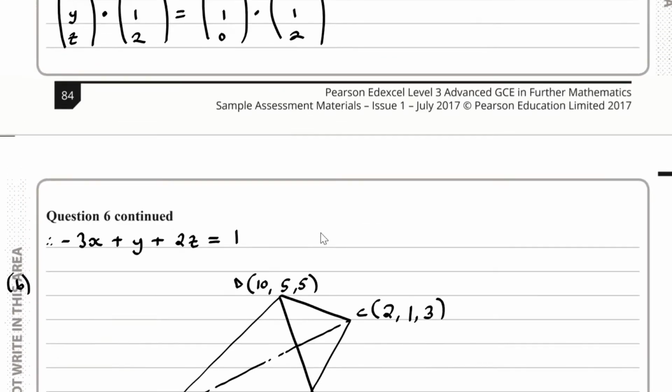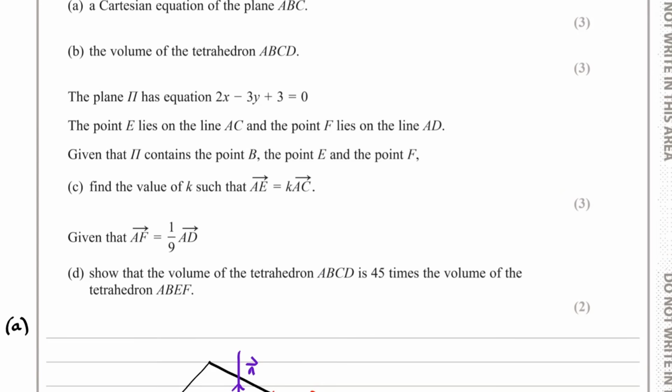Okay, so now for part C, the plane pi has equation 2x minus 3y plus 3 equals 0, and the point E lies on AC and the point F lies on the line AD. Given that pi, this plane over here, contains the point B, the point E and the point F, we have to find the value of k such that AE is equal to k lots of AC.